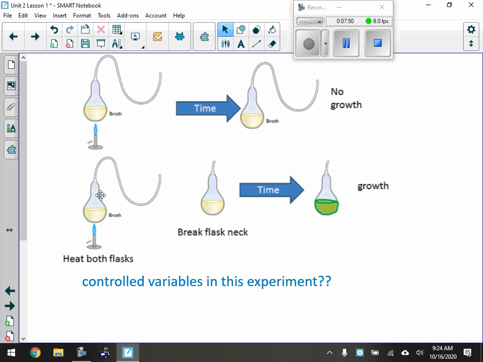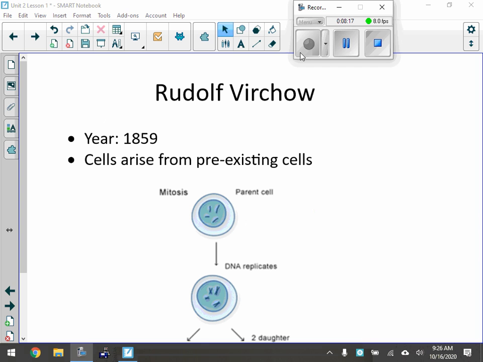What's the responding variable in this case? Yeah, the growth and no growth, right? So that'd probably be the responding variable. Okay. What's the manipulated variable? What did you change? One is broken off so air can get in, and the other one is not. Okay. Good. Well, let's get this done before we go for the day here.